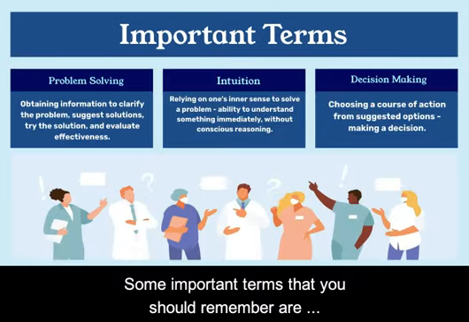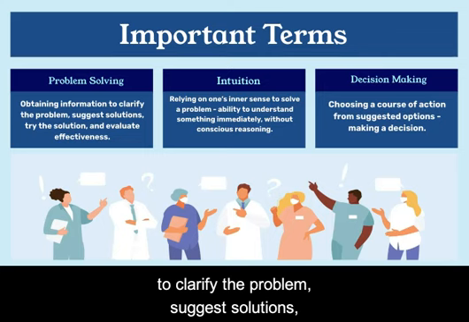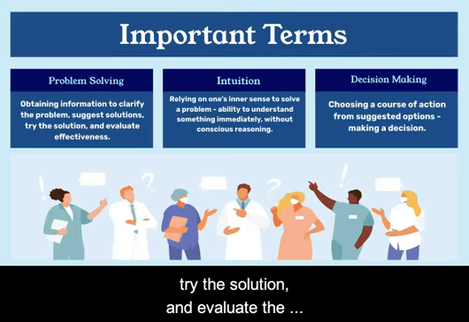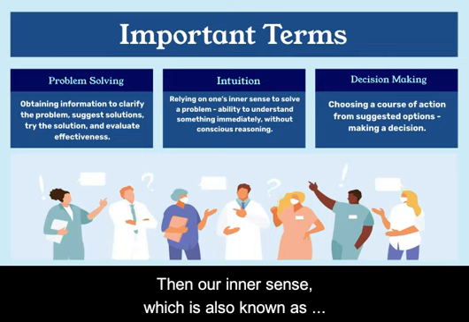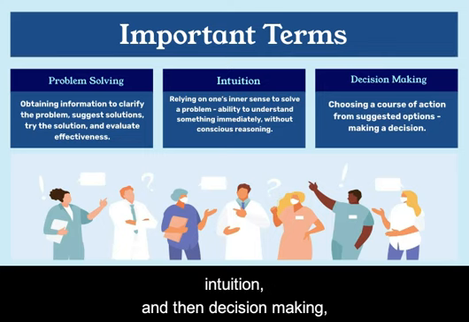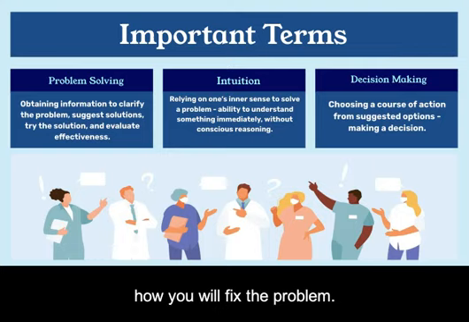Some important terms that you should remember are problem solving, basically obtaining information to clarify the problem, suggest solutions, try the solution, and evaluate the effectiveness of it. Then our inner sense, which is also known as intuition. And then decision making, where you actually choose a course of action, how you will fix the problem.